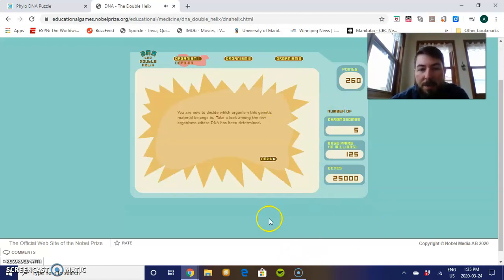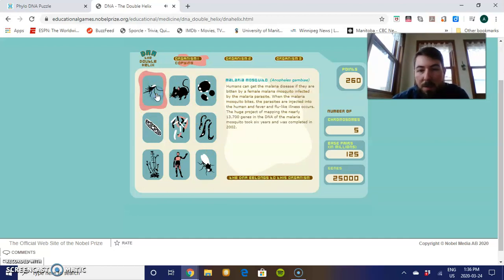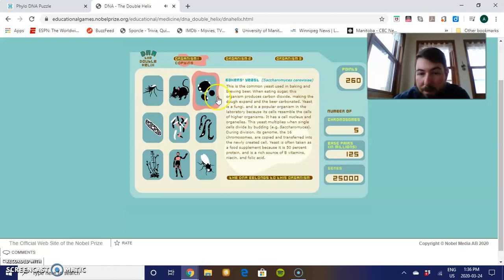So there are my 2 new DNA strands. And now we need to figure out which one of these animals it belongs to. They have different clues in the write-ups that will match up to these numbers. So for example, for this mosquito, there's 13,700 genes. Here there's 25,000, so I know it's not that one. Click on the mouse. There are 22,000. Again, 25,000. That's not it.